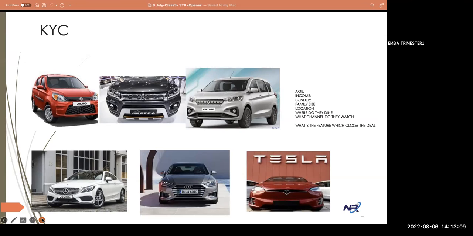You have to pick up both extremes, or you can do it for all of them, which is also fine. I'll tell you what the categories are: age, income, gender, family size, location, where do they dine, what channel do they watch, and what's the feature which will close the deal.